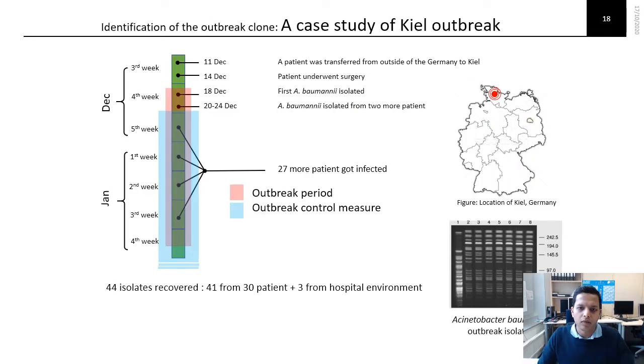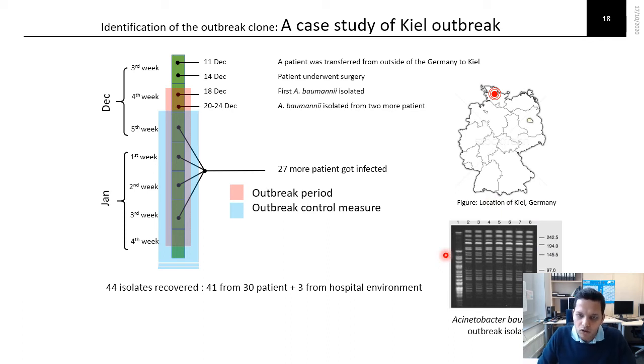I would like to give an example of an Acinetobacter baumannii outbreak that we investigated. There was an outbreak in University Hospital in Kiel, a city in Germany. In approximately a 6-week period, 41 patients were infected. If we look at the PFGE pattern, it looks the same. But the real question was where these isolates came from, or what was the origin of these isolates. Based on the PFGE profile, it looks like these isolates are the same.